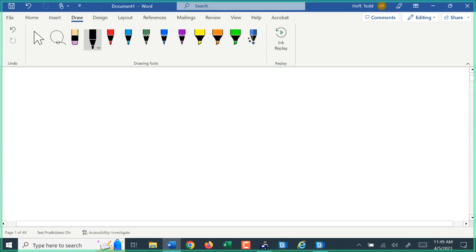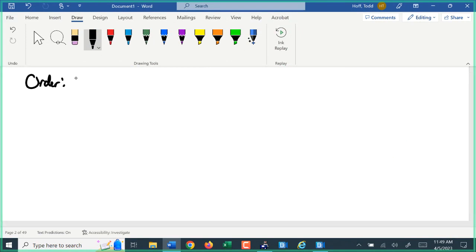Let's go through one where we have this whole process all at once. So our order one, once again, is to administer the recommended dose.